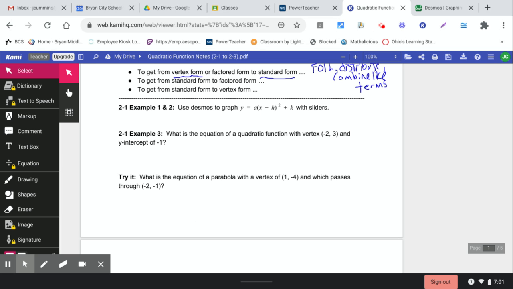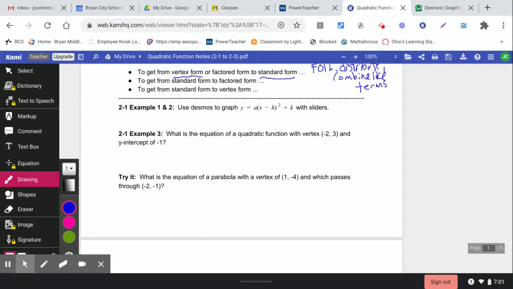So we want to just practice with this, write some equations. We want the equation of a quadratic function with the vertex -2, 3, and a y-intercept of 1. Basically what we want to do is get this vertex form. We want to find out the values of h, k, and a. That is our goal.